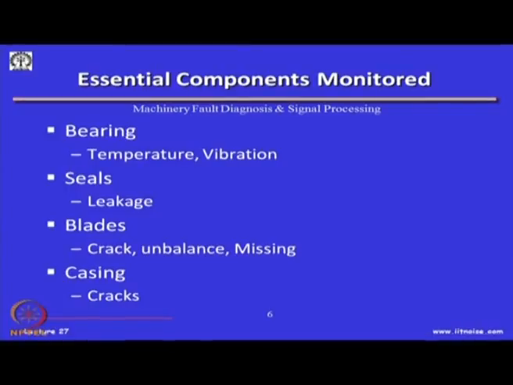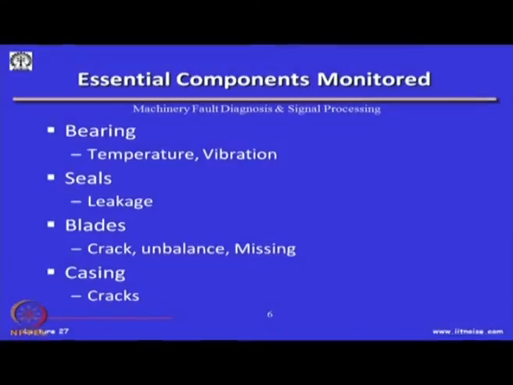So, then we can use NDT techniques. These are some of the techniques by which these machineries can be monitored. These are the components: bearing, seals, blades, and casing cracks. Okay. Thank you.